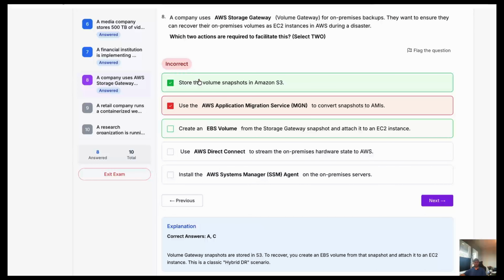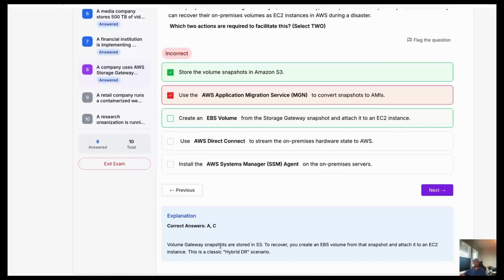The right answer is option A and option C. Volume gateway snapshots are stored in S3. To recover, you create an EBS volume from that snapshot and attach it to an EC2 instance. This is a classic hybrid DR scenario. Okay, so it's not option B, but it's option C, where the snapshot is directly created into an EBS volume and attached to the EC2 instance.